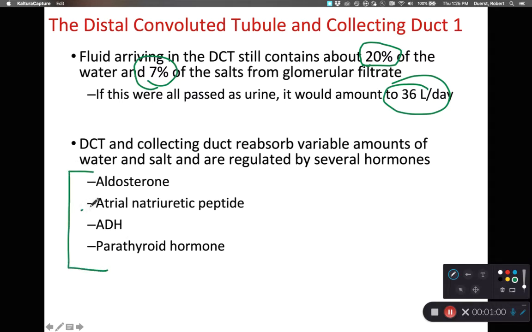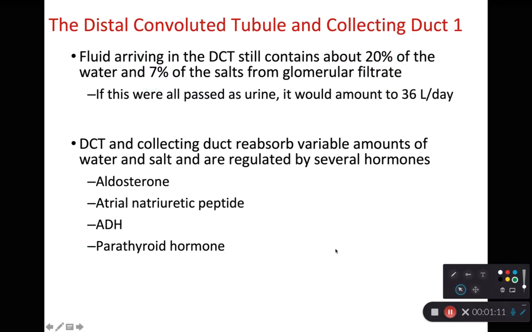We're going to work with some hormones in this section. We're going to focus on aldosterone, ANP, ADH, and parathyroid hormone. These are hormones that can help regulate water balance. I know we've already talked about them to varying degrees in this chapter, but review is good.